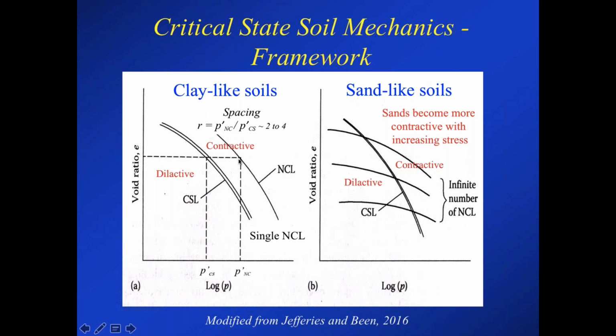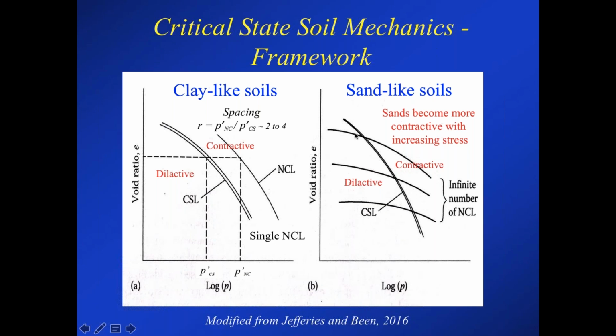Or if you tested them drained, they would contract to critical state. And that spacing ratio between the normal consolidation line and the critical state line, they're basically parallel. It's typically between 2 and 4, and we know that, for example, when you have a clay that has an OCR of 1, it's on the normal consolidation line, and when it has an OCR of about 4, it's pretty close to the critical state line, and when OCR is greater than 4, then you're over on the dry or dilated side. So that's what we know from critical state soil mechanics for clay-like soils.